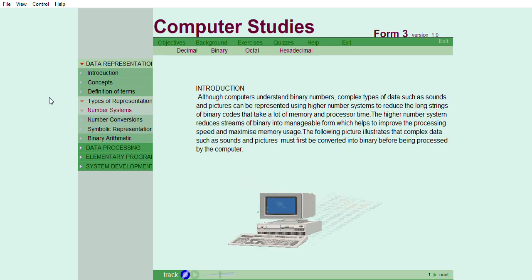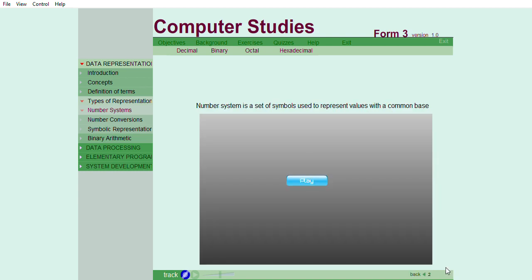Introduction. Although computers understand binary numbers, complex types of data such as sounds and pictures can be represented using higher number systems to reduce the long strings of binary codes that take a lot of memory and processor time. The higher number system reduces streams of binary into manageable form, which helps to improve the processing speed and maximize memory usage. A number system is a set of symbols used to represent values with a common base.